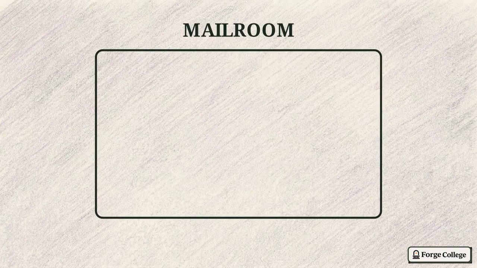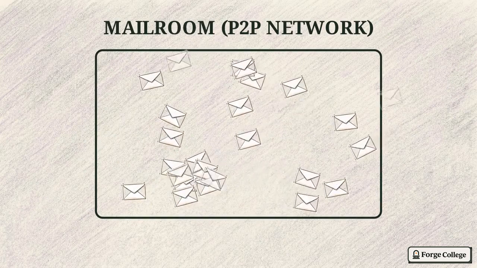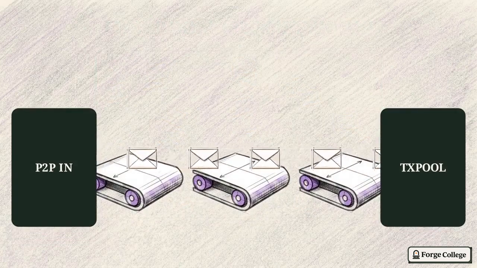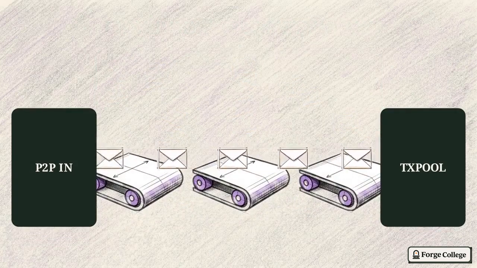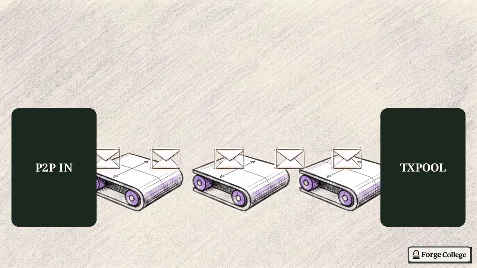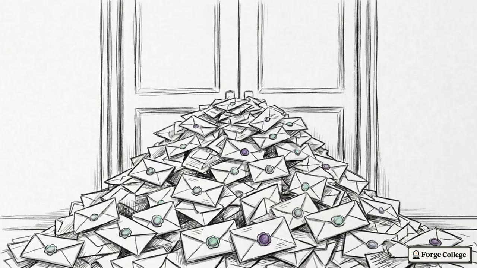This diagram shows our first department, the mailroom. In Ethereum, this is the peer-to-peer, or P2P, network. It constantly receives a chaotic influx of incoming digital envelopes, our raw transactions. The P2P network has exactly one job: deliver the mail. It moves transactions rapidly into the node, but it doesn't actually open the envelopes or check what's inside. They just pile up at the doorway, waiting for the receptionist.